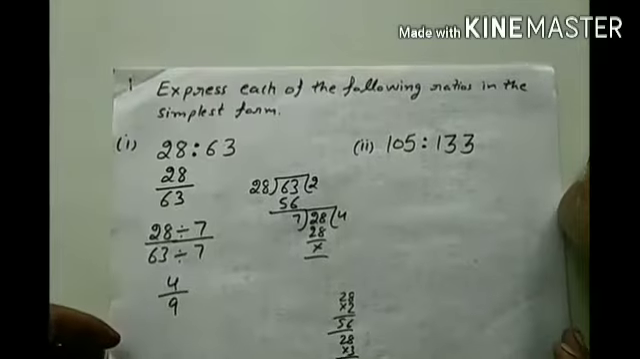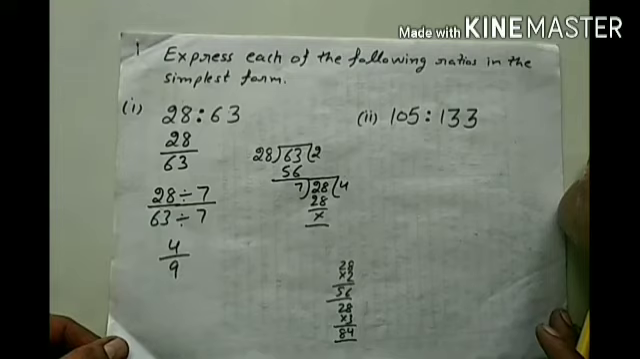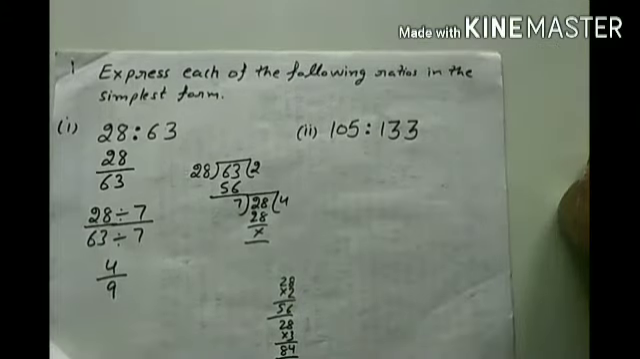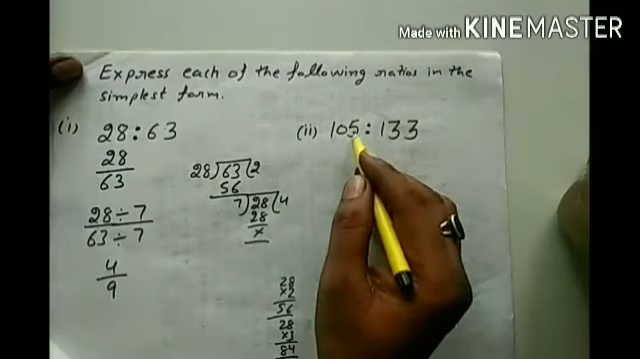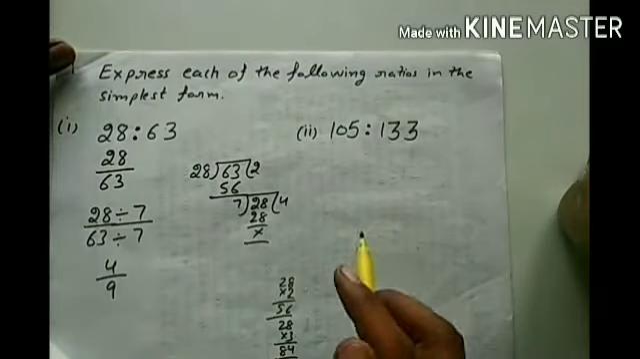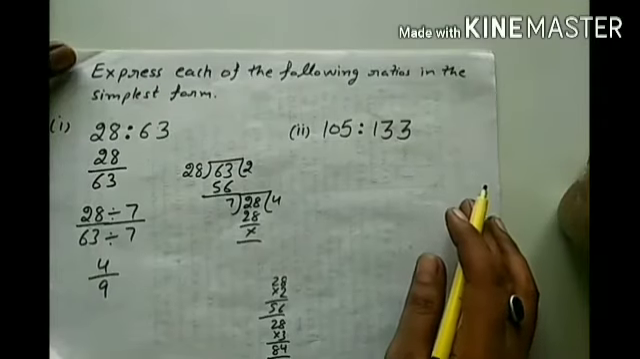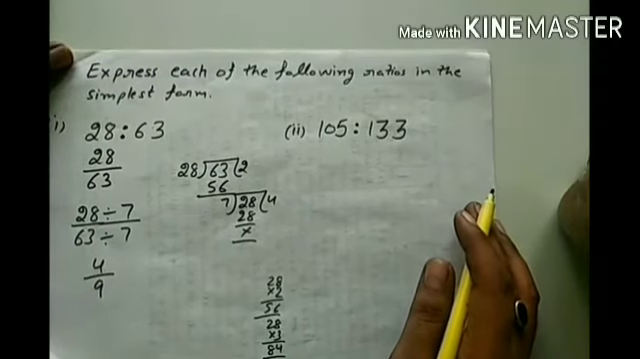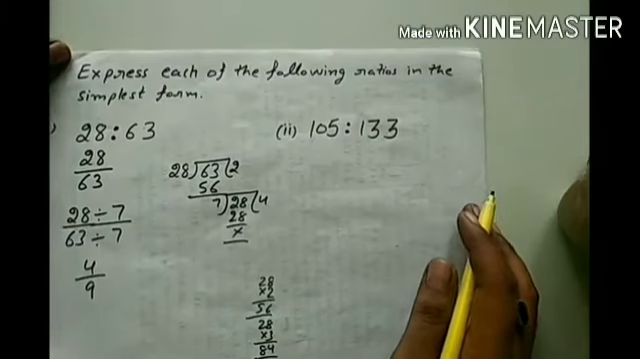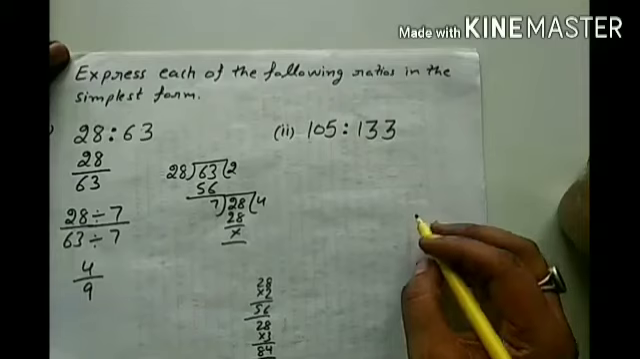Now, you can see this. In the same way, we can go for 105 ratio 133. Now, I will not adopt the mental method, because if I don't adopt the long division method, then it may take time to find the HCF. So it is the best way to follow the long division method.